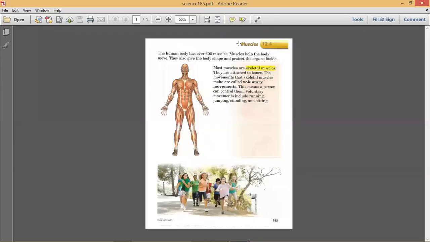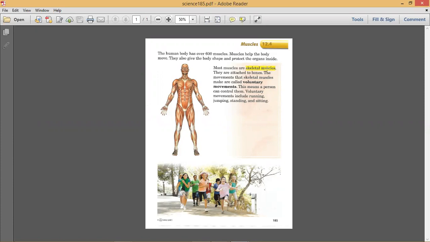So for page 185, you have muscles. The human body has over 600 muscles. Muscles help the body move. They also give the body shape and protect the organs inside. So imagine if we didn't have muscles.